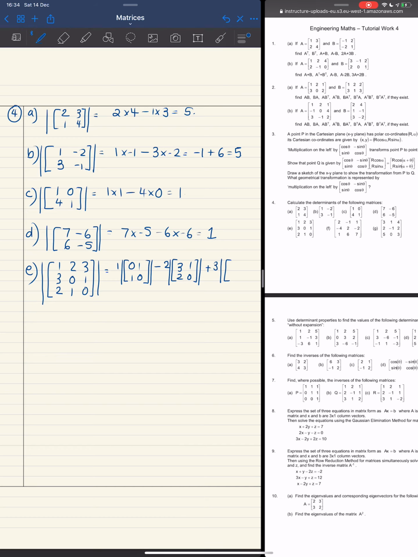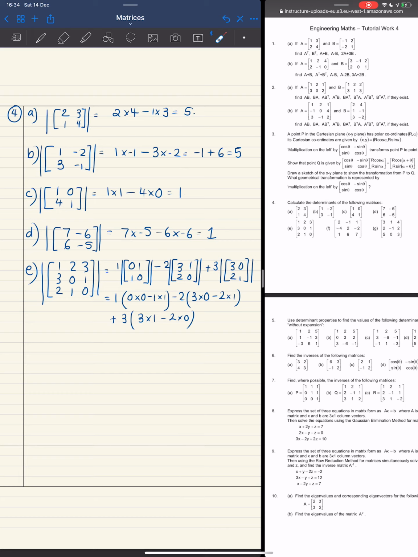So the last one, just going to show you here. So imagine crossing that out, and you're left with that block there. 3, 0, 2, 1. So it's 1. And then it's 0 times 0 minus 1 times 1. Minus 2. 3 times 0 minus 2 times 1. And then plus 3. 3 times 1 minus 2 times 0.